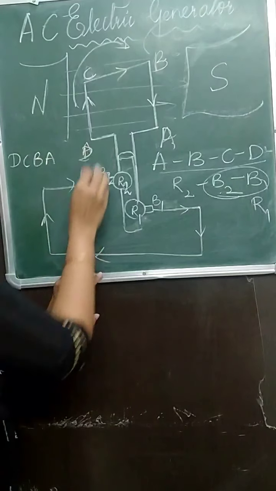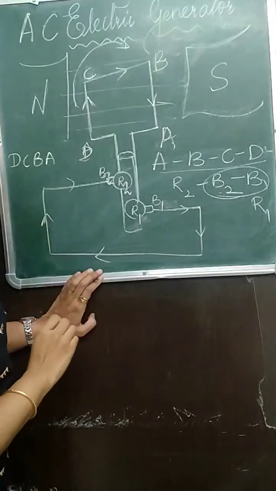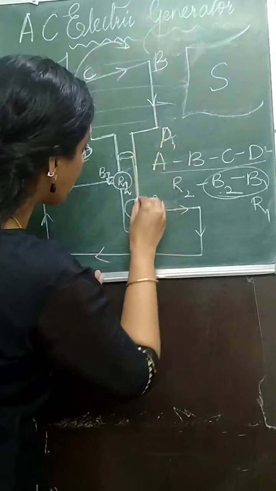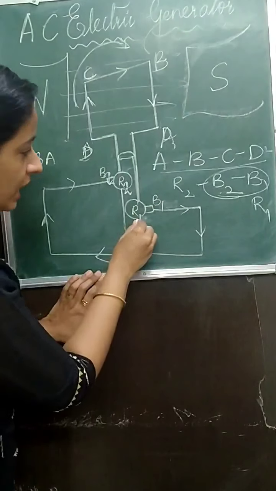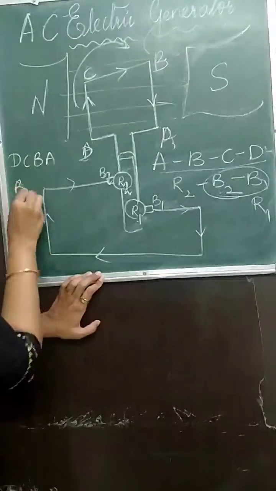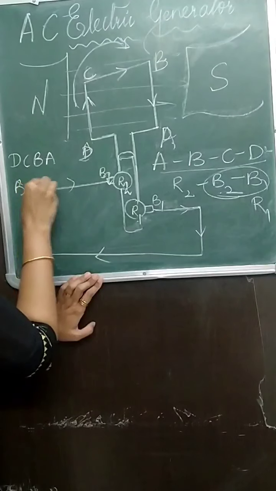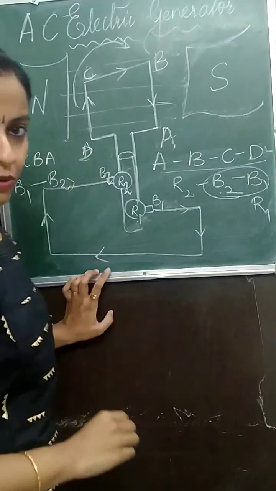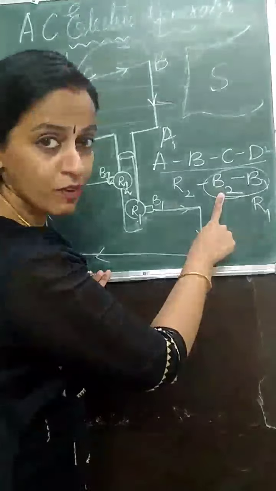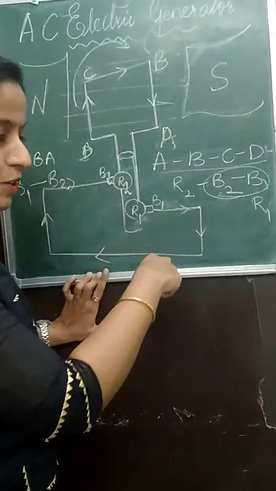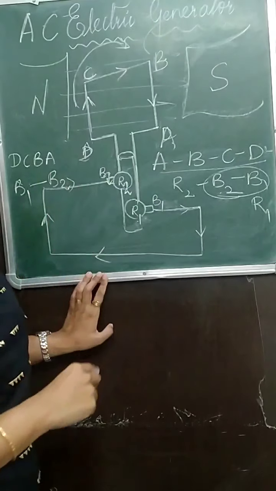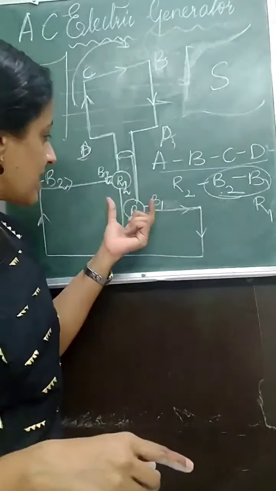DCBA direction. Now from DCBA it will first go to ring 1, then to B1, then to B2. From B1 to B2. First half it was from B2 to B1. After half a rotation it is from B1 to B2. It is because of the slip rings.